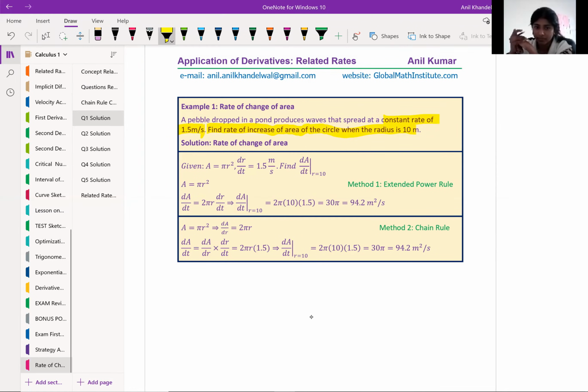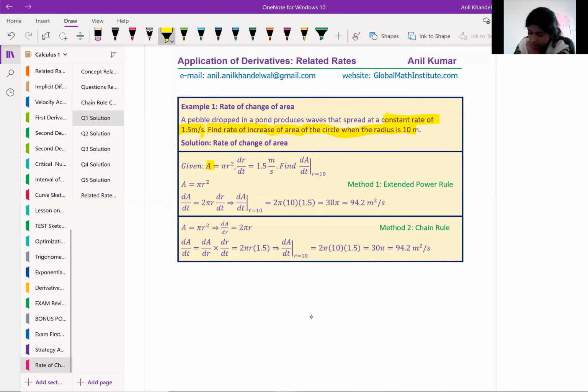In one of our questions, we have specified with respect to height. You will see that question. But if it is not specified, then you have to take time. It says that the constant rate is 1.5 meters per second. So rate here means with respect to time. It's implied.